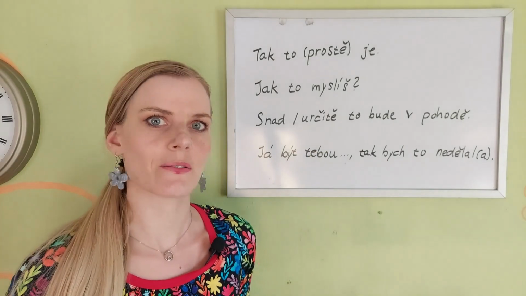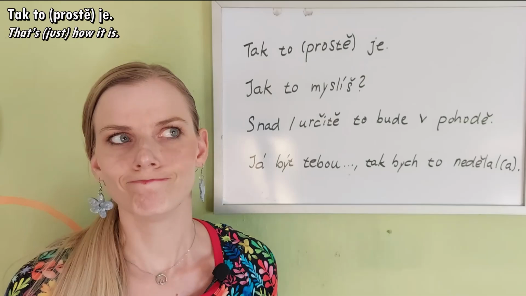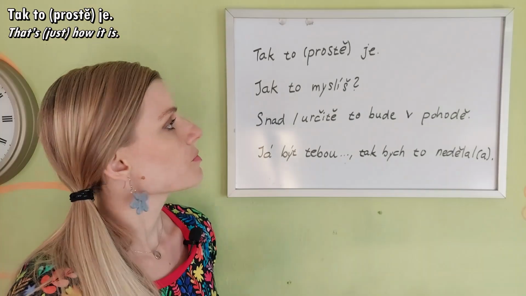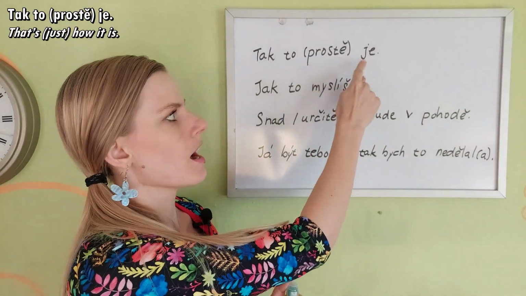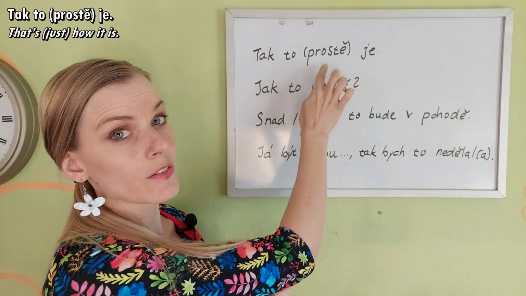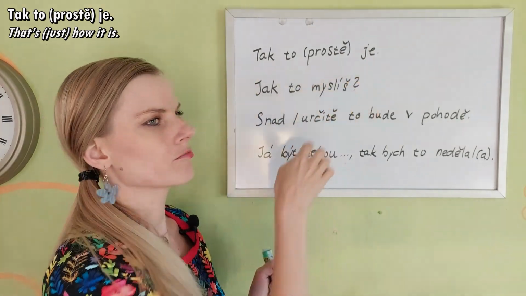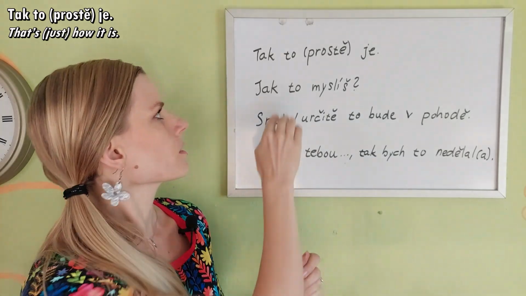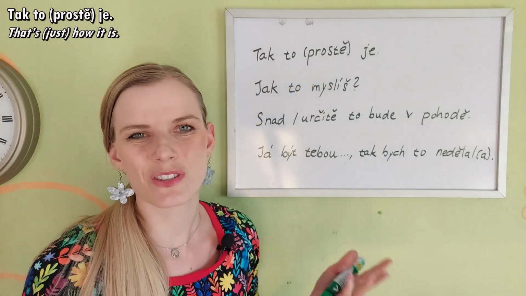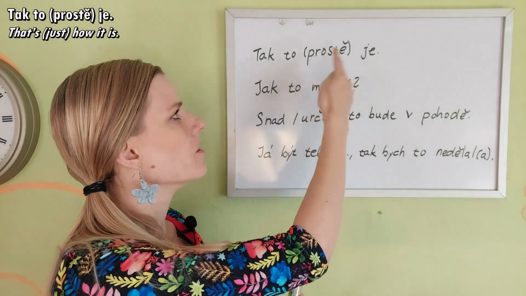4 more phrases. Tak to prostě je. Which means this is just how it is. You can leave out prostě. Tak to je. This is how it is. Or tak to prostě je. This is just how it is.